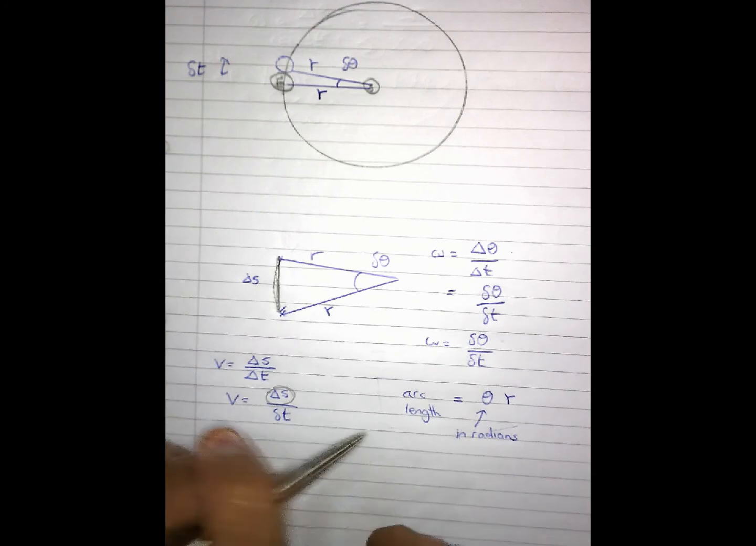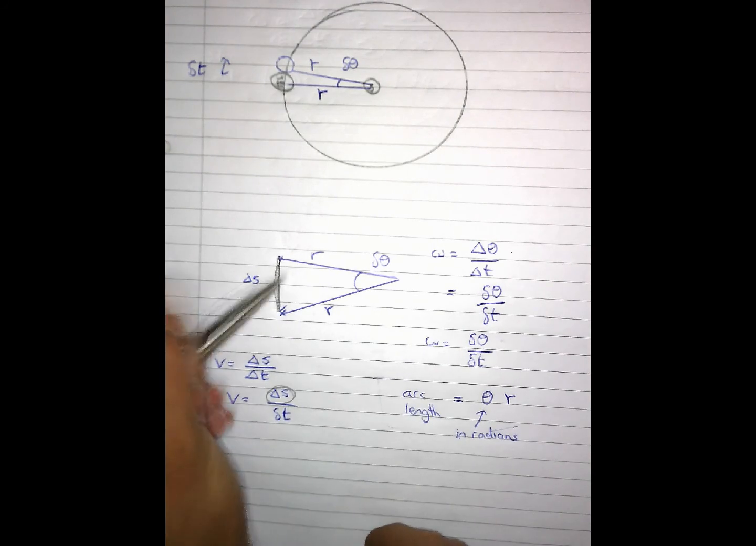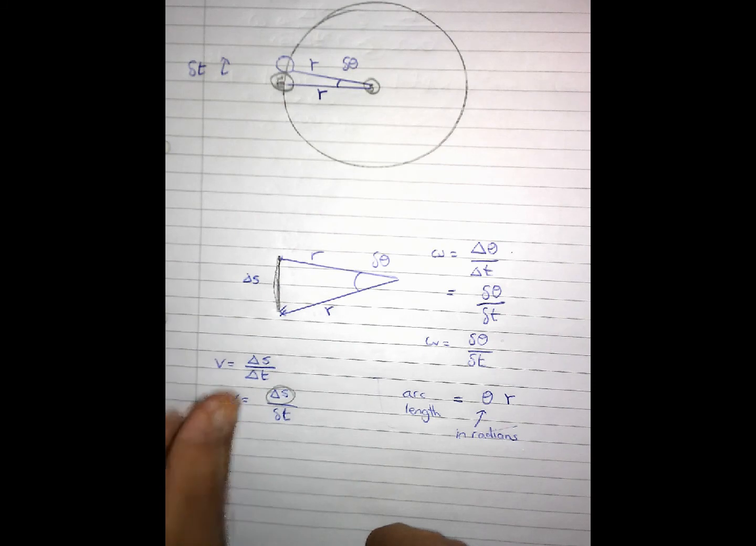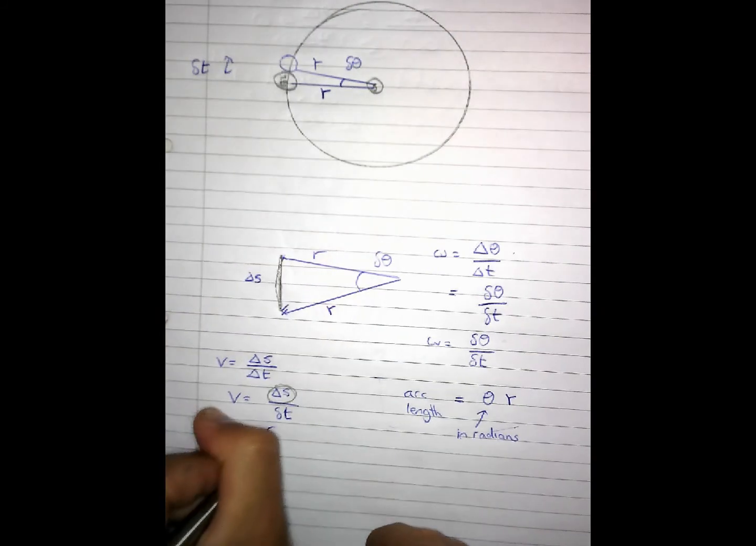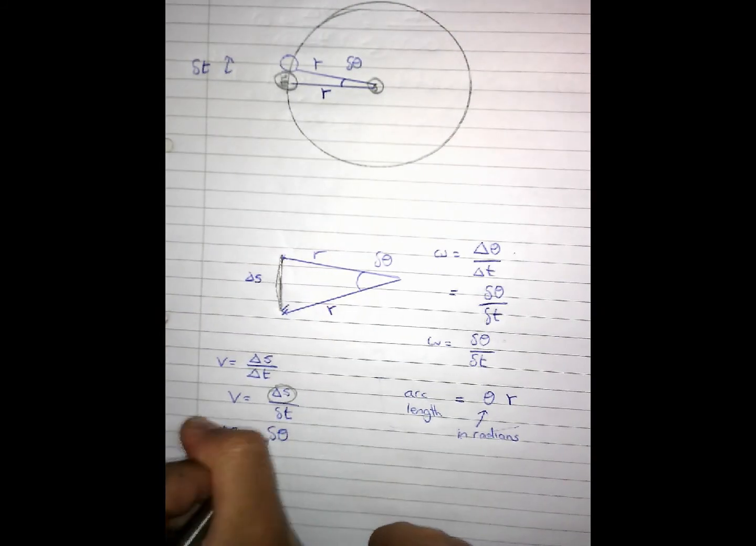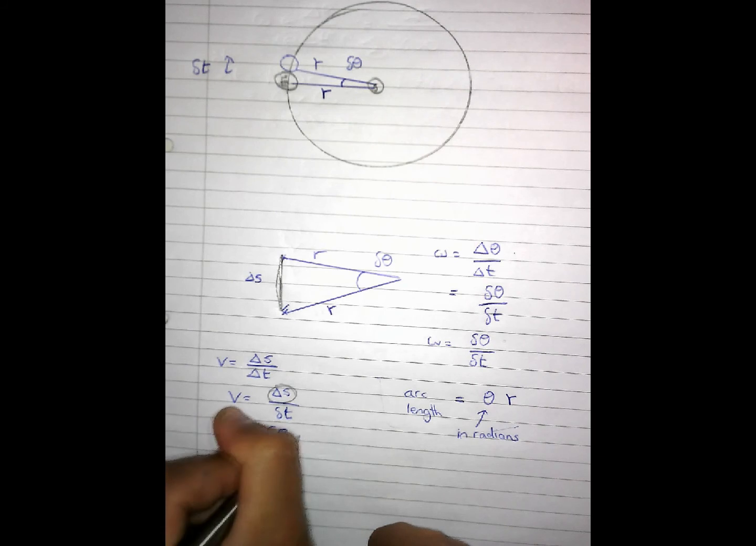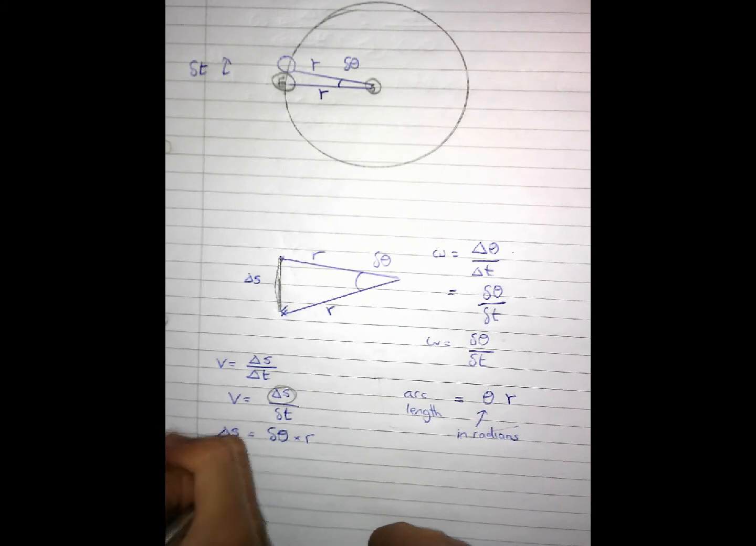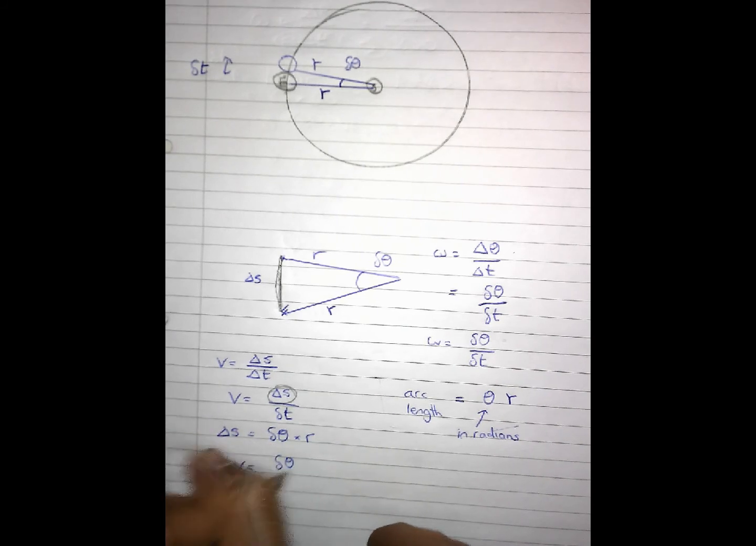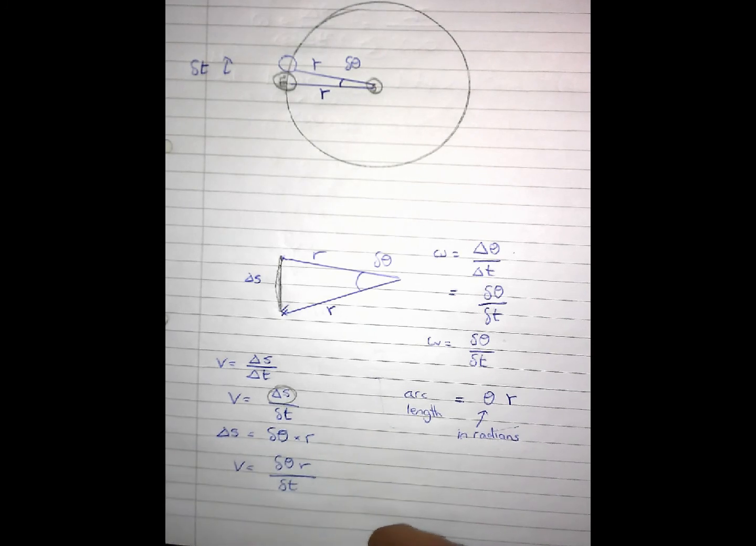Well, what is our arc length in this case? It's going to represent our displacement delta s. So I can say delta s is going to be our theta. Our theta in this case is our little theta, delta theta, times the radius r. And I can substitute that now into that formula to get v equals delta theta r divided by delta t.